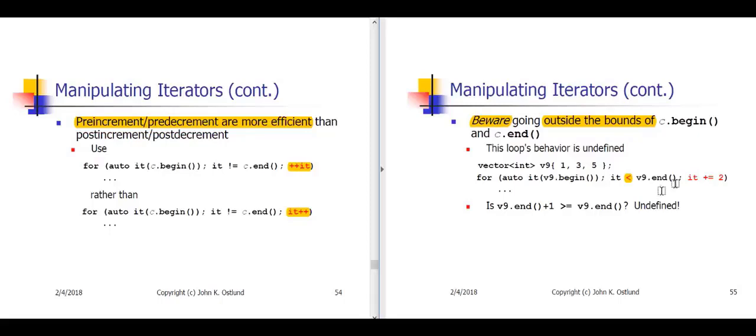The problem here is, if I do something like adding 2 to my iterator, that's permitted because the iterator is a random access iterator, but what if adding 2 to my iterator jumps past v9.end? Is v9.end plus 1 going to be greater than v9.end? Well, once you're outside the bounds from begin through end, all bets are off. It's undefined whether the value of v9.end plus 1 is greater than or equal to or less than v9.end. So you could accidentally create for yourself here an infinite loop, or you could crash.